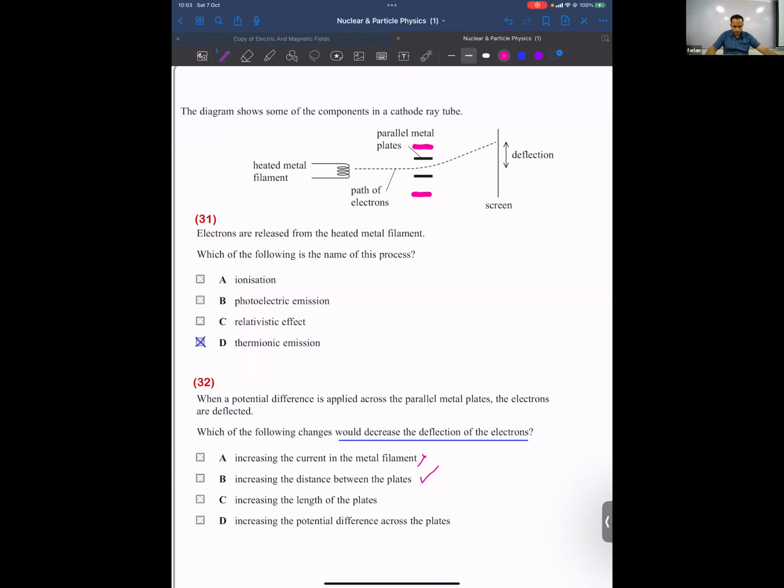Anyway, let me check the remaining two statements. Once again, increasing the length of the plates has nothing to do with the amount of deflection. Correct? And increasing the potential difference across the plates. What will happen then? If you increase the potential difference between the plates, that means you are making the electric field between the plates stronger. If you make the electric field stronger, the electrons will experience a higher force, so they will be deflected even more. That will lead to a higher deflection. Am I right? So the answer is B for banana.